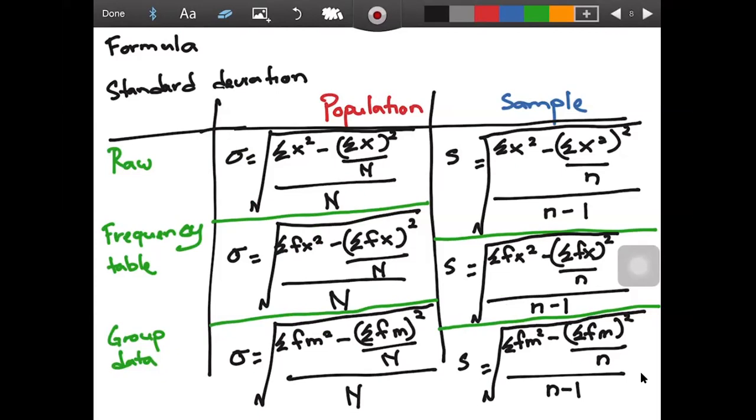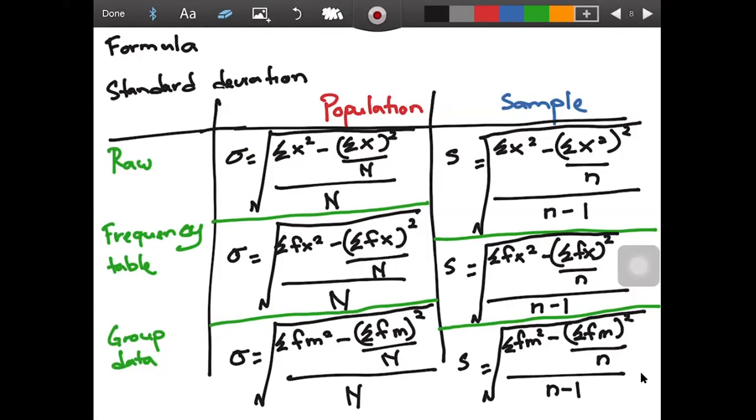Same goes for the frequency table. You need to have your f. F is the frequency. So the sum of frequency times x, where all the x you must square first. After this, I will show you how to calculate. Minus the sum of frequency times x in brackets square, divided by n, and divided by n. Then you square root the answer. You will get the population standard deviation.